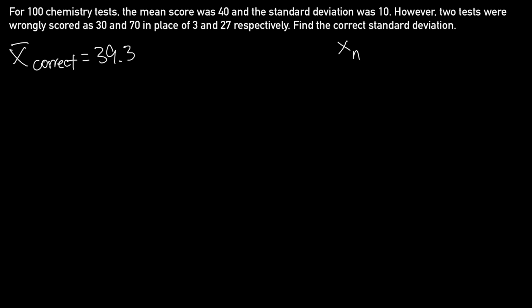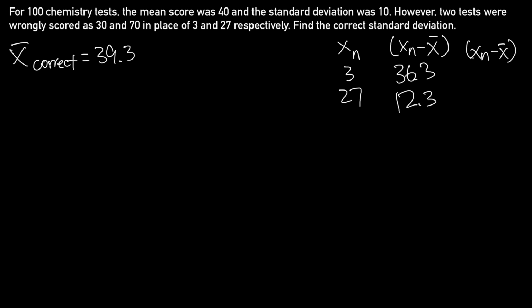So we can just make a table, x, and x minus the mean. The first column is just the term, 3 and 27. And this column right here is the difference between the mean and the term. For this one, it's just 39.3 minus 3, which is 36.3. The difference between 27 and 39.3 would be 12.3. And we can square that using a calculator. We can find that 36.3 squared is 1,317.69. And 12.3 squared is 151.29.